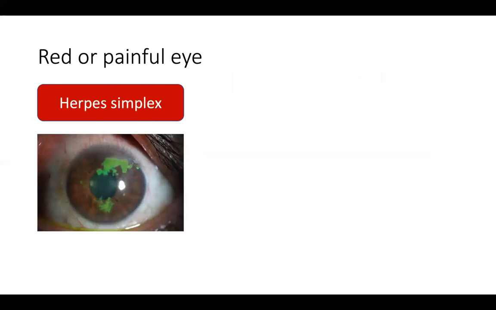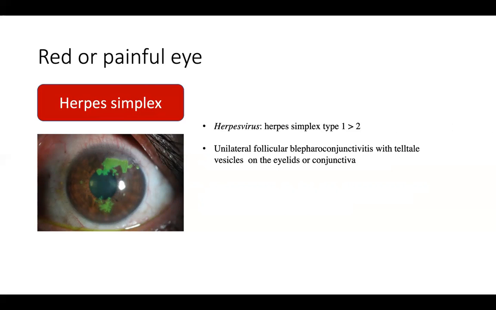The herpes viruses are a major cause of blindness from keratitis. Primary ocular infection is generally caused by herpes simplex type 1 rather than type 2. It manifests as a unilateral follicular blepharoconjunctivitis that is easily confused with adenoviral conjunctivitis unless telltale vesicles are present on the eyelids or conjunctiva.